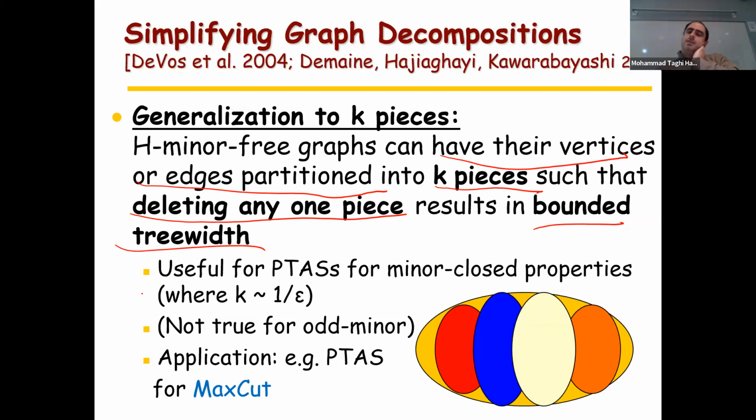Okay, so what does this theorem say? This is a generalization of the previous one. It says that for any H-minor free graph, you can have its vertices or edges partitioned into k pieces such that deleting any one piece results in a bounded treewidth graph. If you put k equal to 2, that would be the previous case, because you can partition into 2 such that if you delete either of them, the other graph has bounded treewidth. Here it says that you can partition into k pieces such that if you consider any k minus 1 of them, it has bounded treewidth.